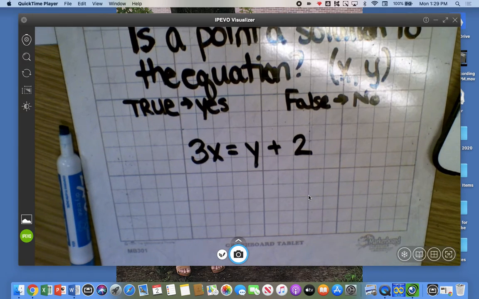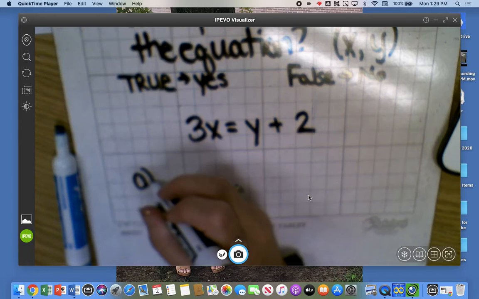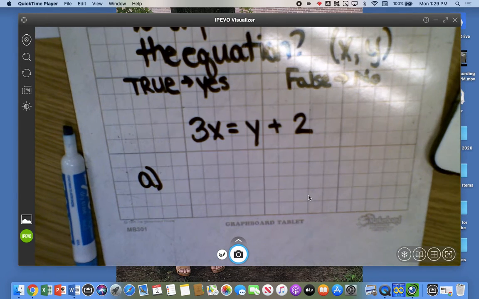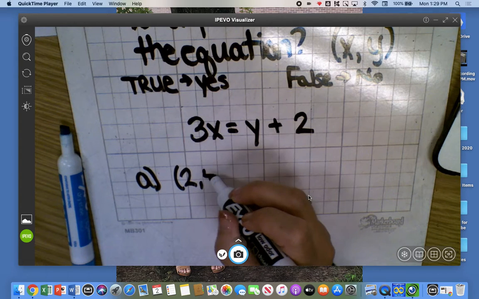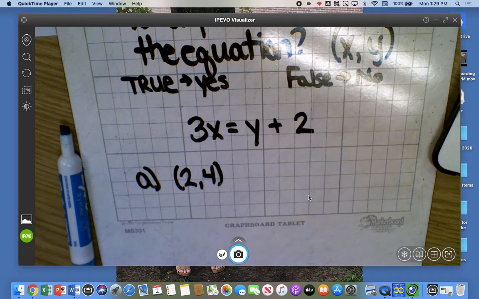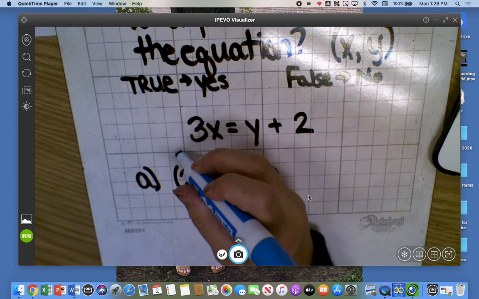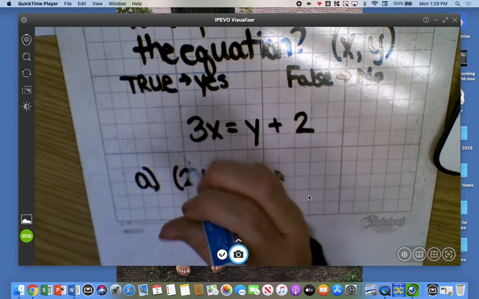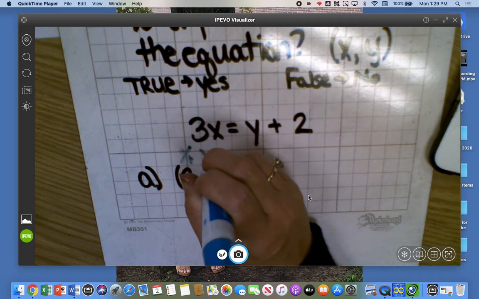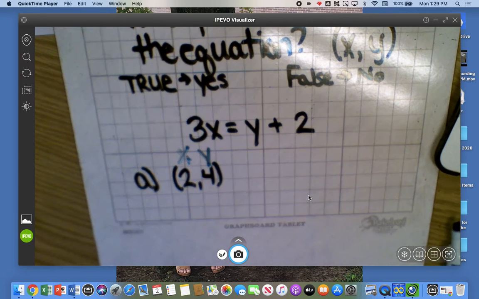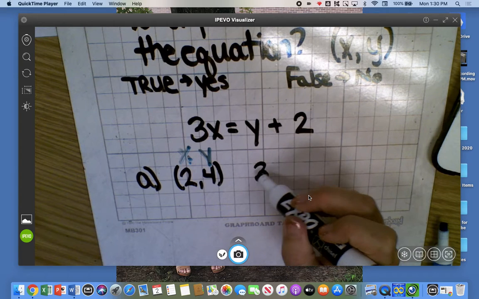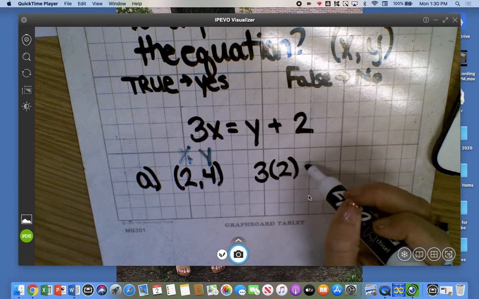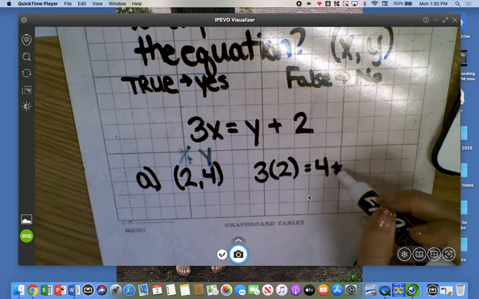All right, so the first point I'm going to ask you is (2, 4). Is it a solution? So what you're going to do is plug in a 2 where you see an x, because that's the x coordinate. And then you're going to plug in a 4 where you see a y. So for this top equation, we have 3 times 2 equals 4 plus 2.